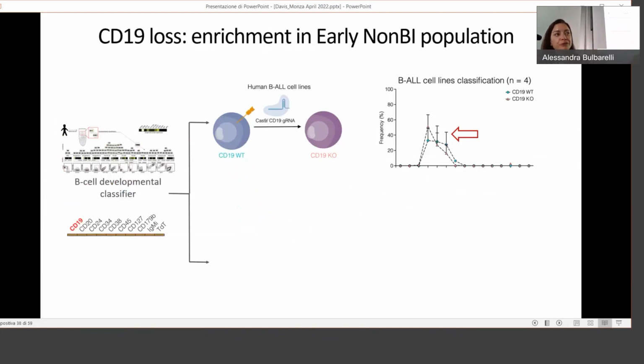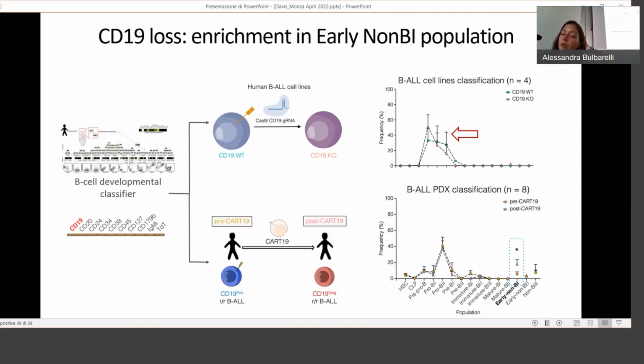Pablo first ran an analysis and looked at the developmental classification of these cells. Before he started with the patient samples, he had CRISPR'd out CD19 on some cell lines and basically showed that between a wild type and a knockout CD19 cell line, there was no real change in developmental classification. But that was really not what we saw on the patient samples.